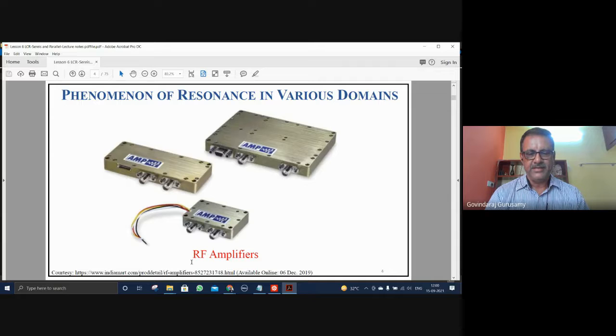Various domains. This is an RF amplifier. Match with this. Amplification application can be seen. You can have a voltage amplifier and a current amplifier, depending on R, C, L, the way you are going to use it.